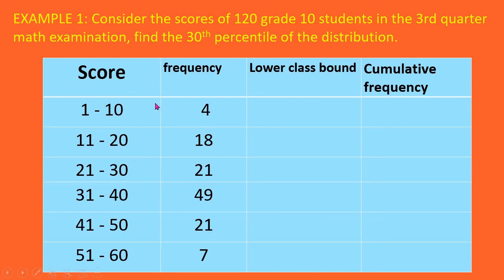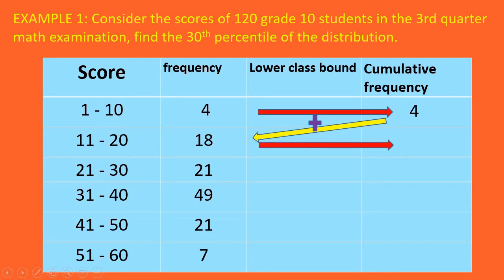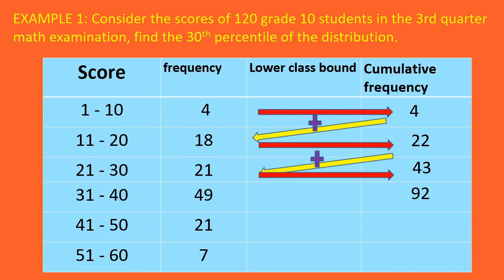First, we're going to focus on the lowest class of the given distribution and its given frequency. That frequency will be the first number to be written under the first row of the column cumulative frequency. To find the next value in that column, you are just going to add the frequency of the next class, which is 18. So 4 plus 18 is equal to 22. Then, add again the frequency of the next class, 22 plus 21, that is equal to 43. Continue the same process. The next values will be 92, 113, and 120.